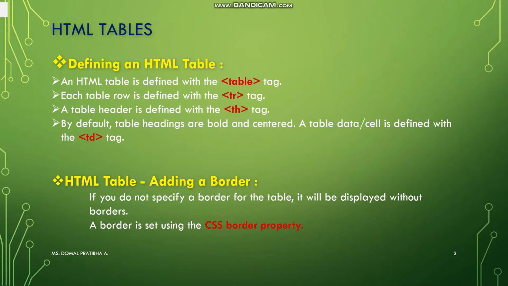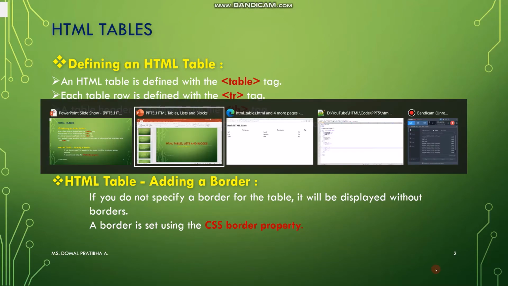An HTML table is defined with the table tag. Each table row is defined with the tr tag and a table header is defined with the th tag. By default, table headings are bold and centered. A table data cell is defined with the td tag. We can see the example.